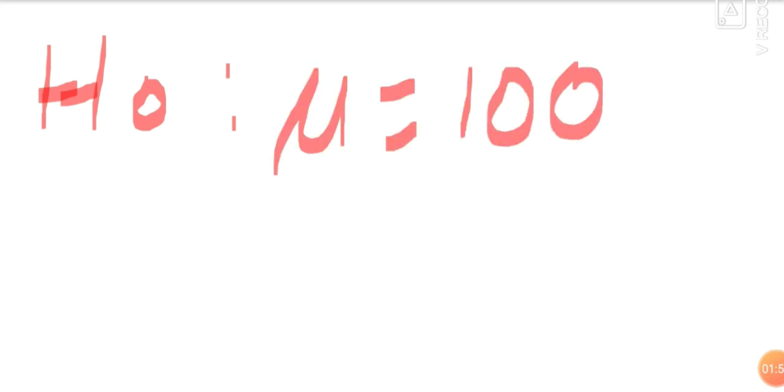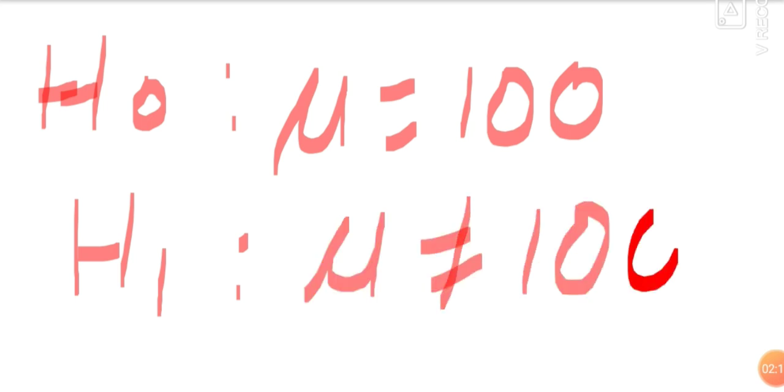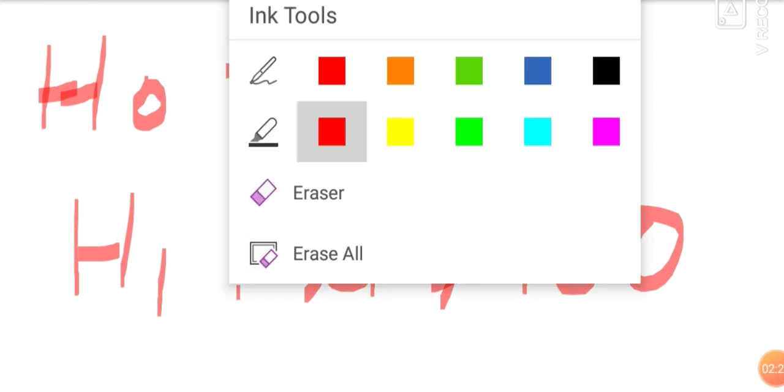Now we'll take the hypothesis. The null hypothesis H naught is mu is equal to 100, because in the question it is given that we need to find whether the scores altogether are significantly different from the scores of 100. So our null hypothesis is the scores are equal to 100, and our alternative hypothesis, that is H1, is mu is not equal to 100. So our null hypothesis is the scores are equal to 100, and the alternative hypothesis is the scores are not equal to 100.